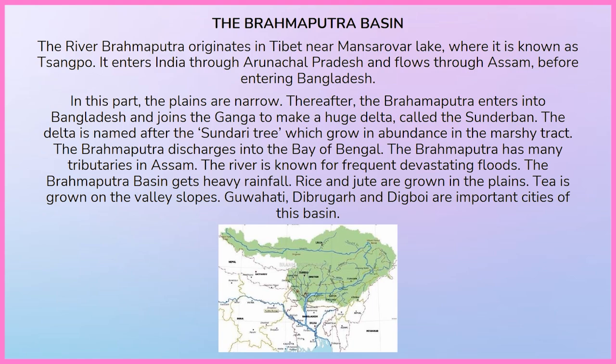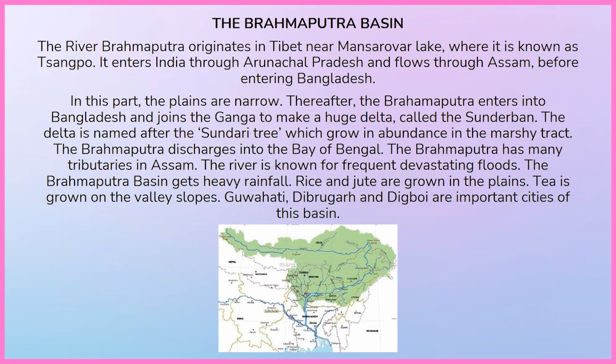The river Brahmaputra originates in Tibet near Mansarovar Lake, where it is known as Sangpo. It enters India through Arunachal Pradesh and flows through Assam before entering Bangladesh. In this part, the plains are narrow. Thereafter, the Brahmaputra enters into Bangladesh and joins the Ganga to make a huge delta called the Sundarban.